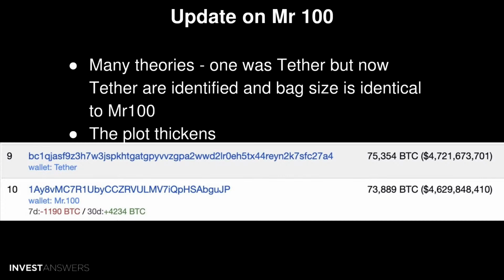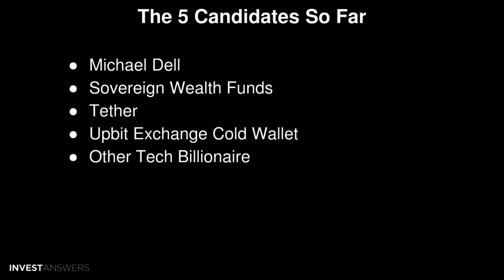And Tether keeps on stacking. Then I got 75,300 Bitcoin. Mr. 100, 73,889. So the question is it Tether? I'm not sure. Now, the other candidates for who Mr. 100 is, and I'll get to why I don't think it's BlackRock in a second.